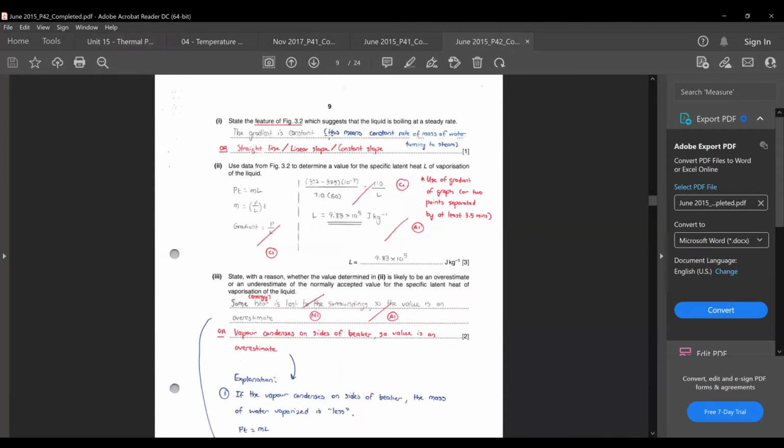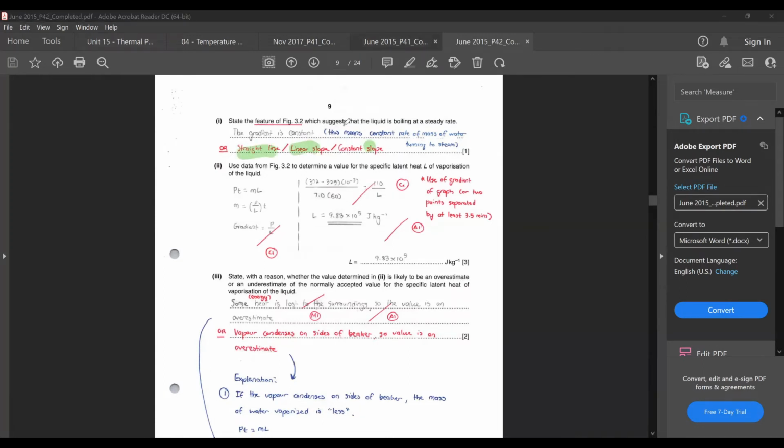You can say a number of things now. Either because you see a straight line, a linear slope, or a constant slope, or the best one would be just to say that because you see that the gradient is constant. Okay.